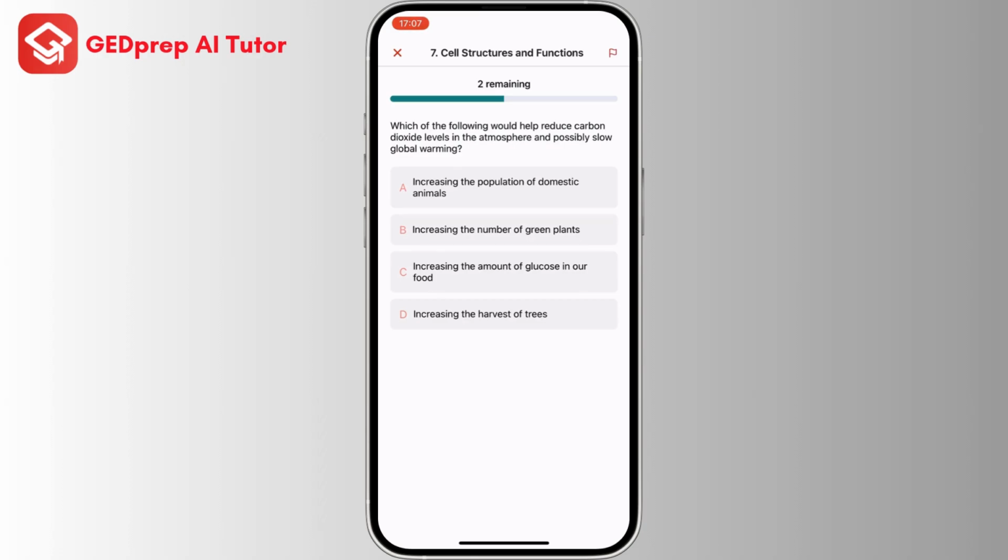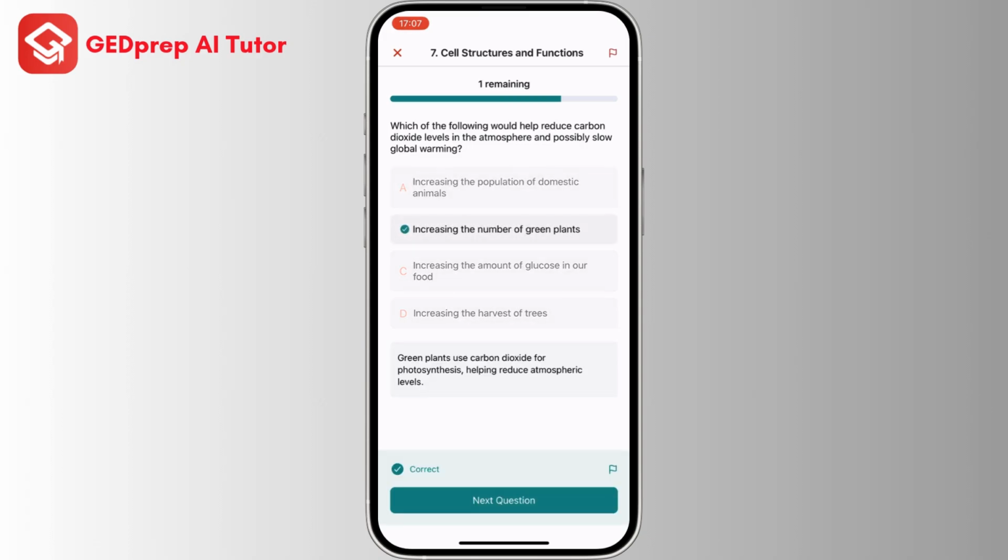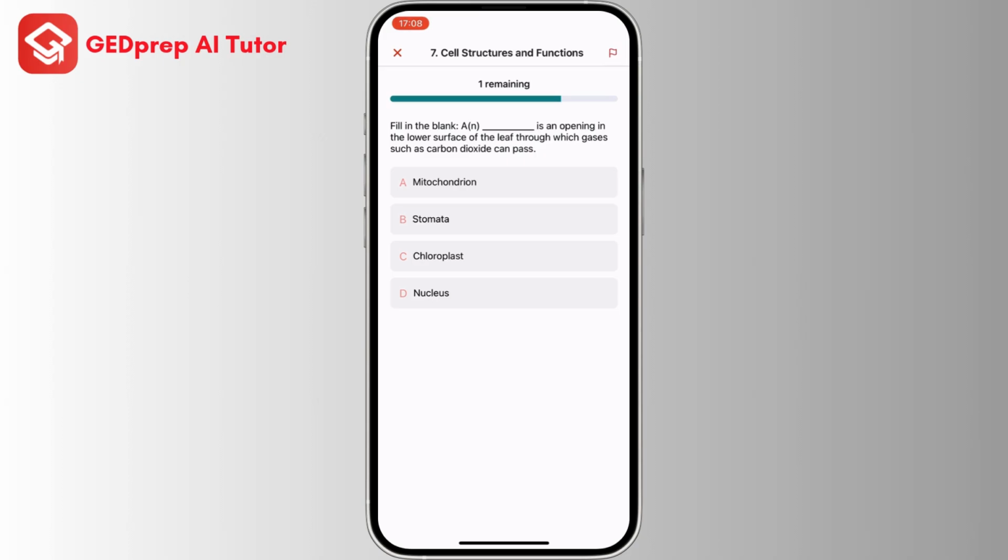Question 3. Which of the following would help reduce carbon dioxide levels in the atmosphere and possibly slow global warming? Option 1. Increasing the harvest of trees. Option 2. Increasing the number of green plants. Option 3. Increasing the amount of glucose in our food. Option 4. Increasing the population of domestic animals. The correct answer is Option 2. Increasing the number of green plants. Explanation. Green plants use carbon dioxide for photosynthesis, helping reduce atmospheric levels.